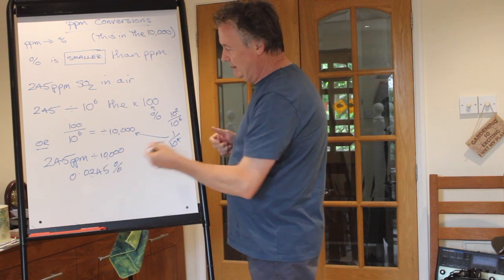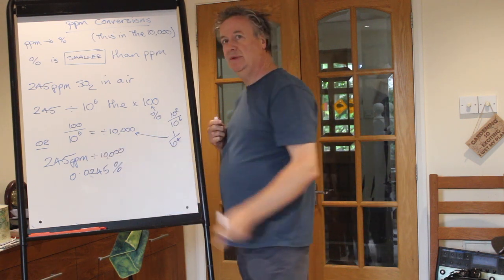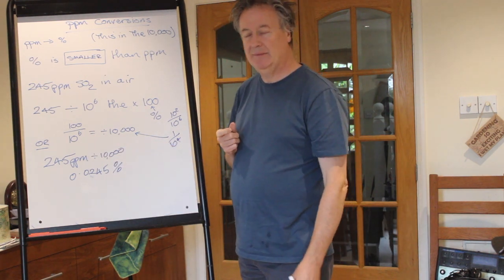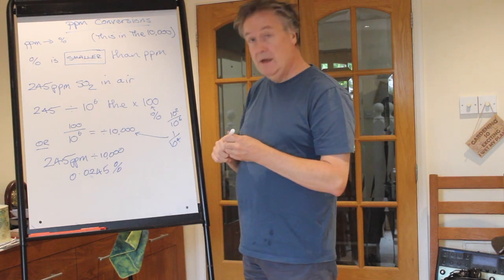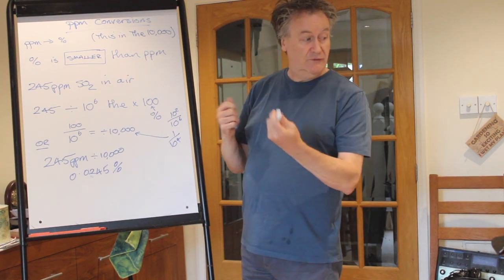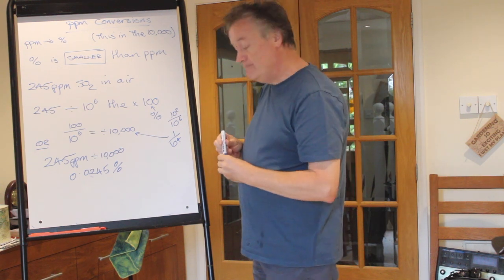So parts per million into percent, divide by 10,000. So percent to go to parts per million, which means you need to get a bigger number, is multiplied by 10,000. That's kind of it. Then we get on to the more difficult conversions involving moles per cubic decimeter.